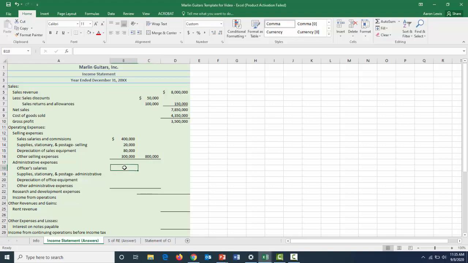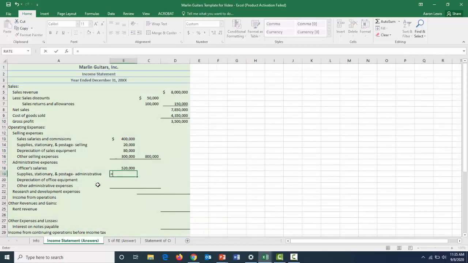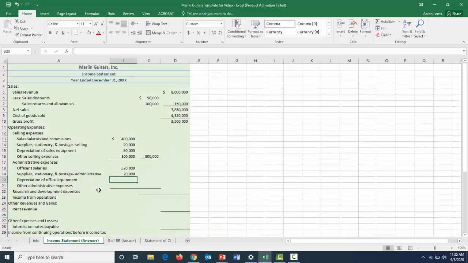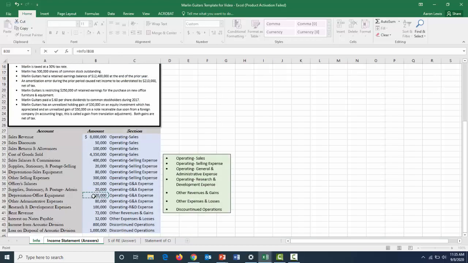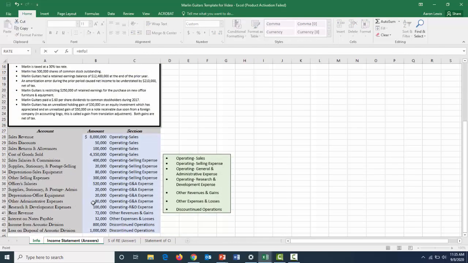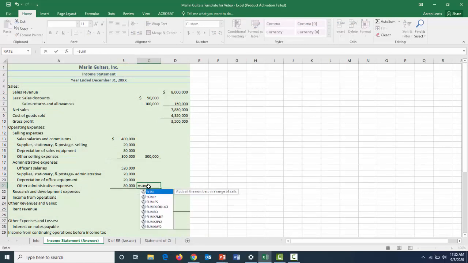Let's do the same thing for administrative costs, our officer salaries. We go to our info and we see that our officers made $520,000 during the year. We have supplies, stationery, and postage. This time for administration was also $20,000. We have depreciation of our office equipment. Find that in our information, and it was $20,000 as well. And then we have our other admin expenses from our information, which was $80,000. Again, if we find the sum of those four numbers, we find out what our total admin expenses were. And when we do so, our total admin expenses were $640,000.